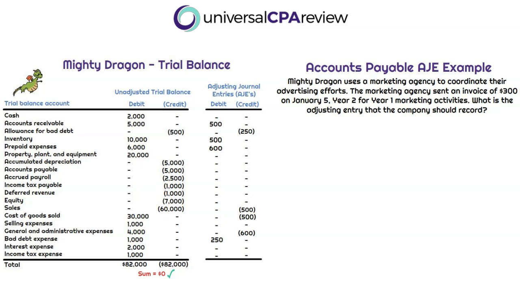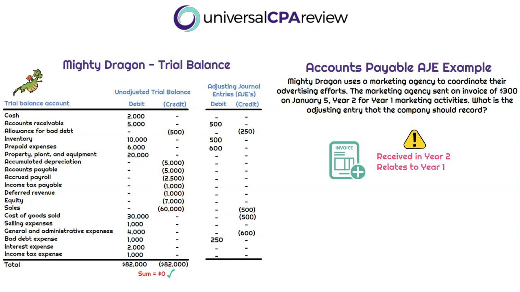So they have a marketing agency to coordinate their advertising efforts. Well, guess what? That marketing agency sent an invoice for $300 on January 5th, year two. So 5 days after our period end date. And those related to year one marketing activities. So even though that invoice was received in year two, it relates to year one, and under the matching principle, that's when the expense should be recorded.